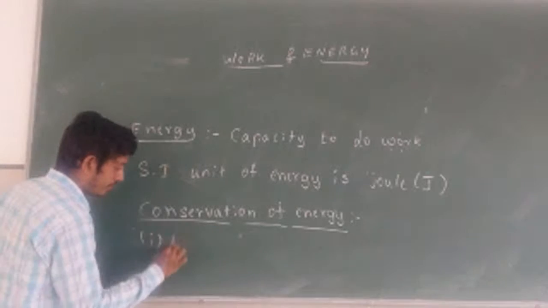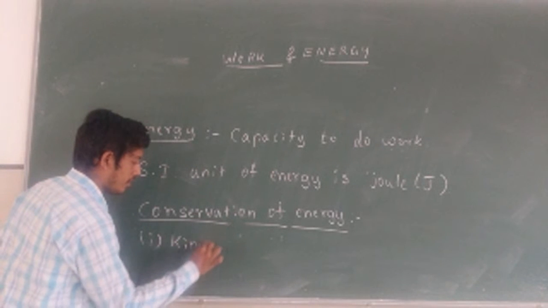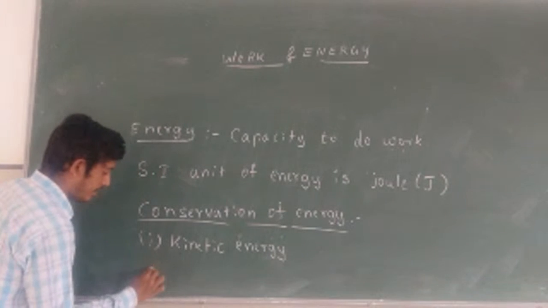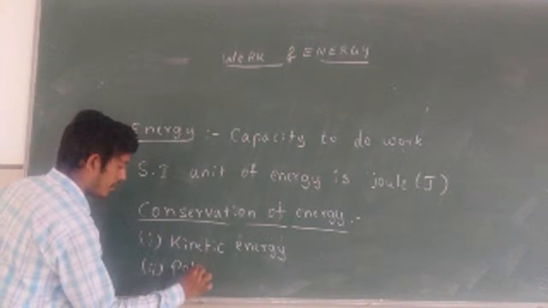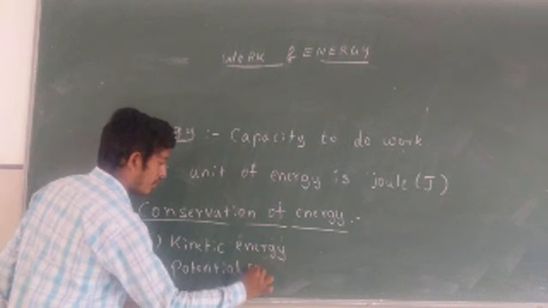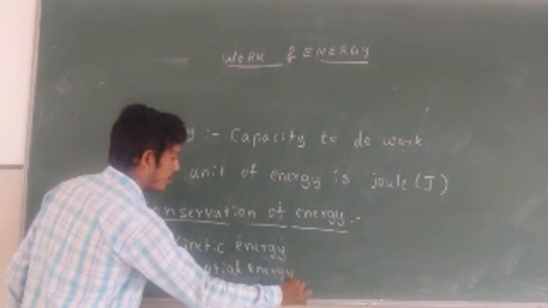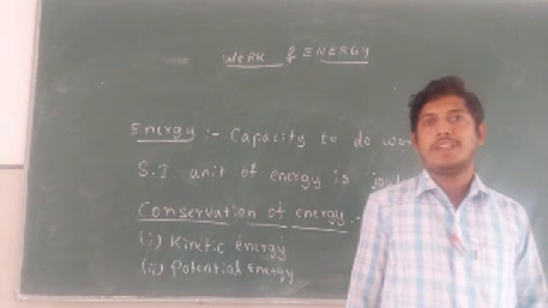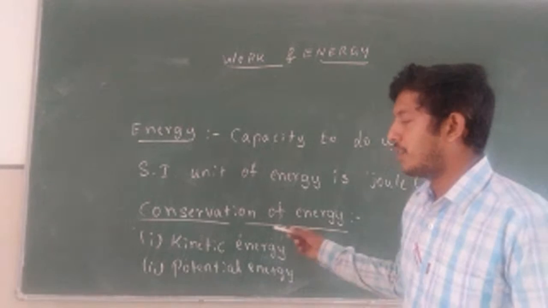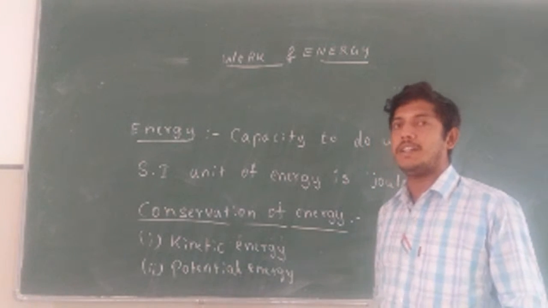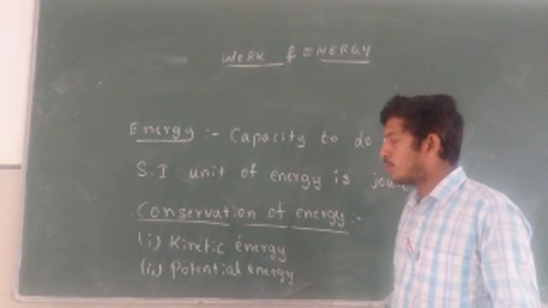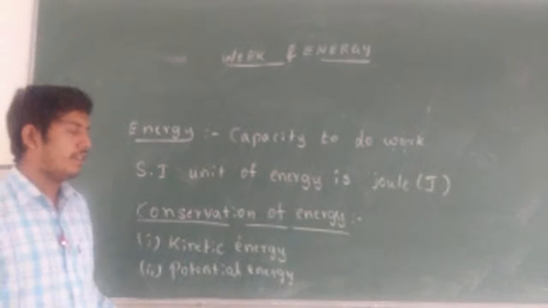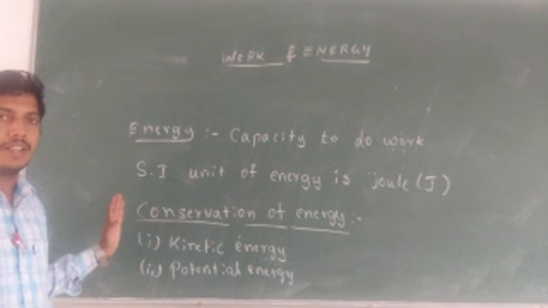First one is kinetic energy, and second one is potential energy. So just try to comment the definition of kinetic energy and potential energy. What is meant by kinetic energy? Just comment me, as well as what is meant by potential energy. Now when we talk about the SI unit, it's coming fast, so I will continue the next concept.